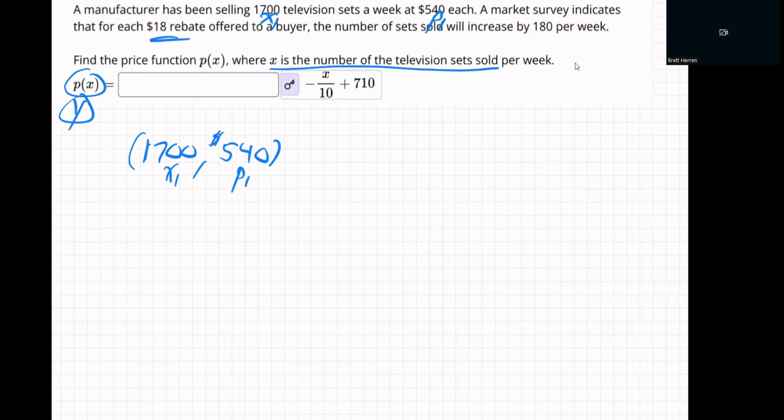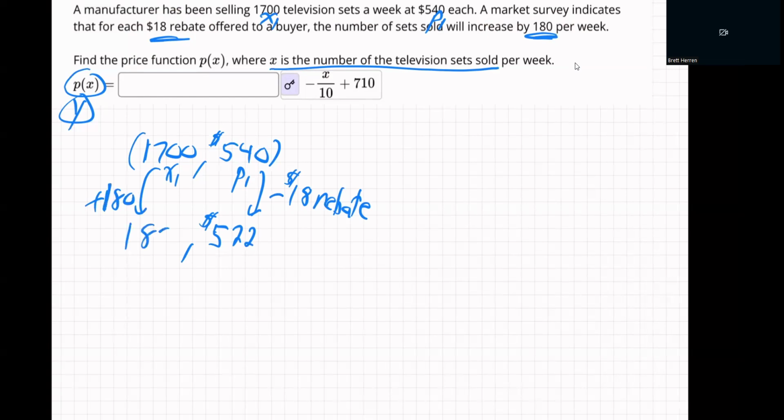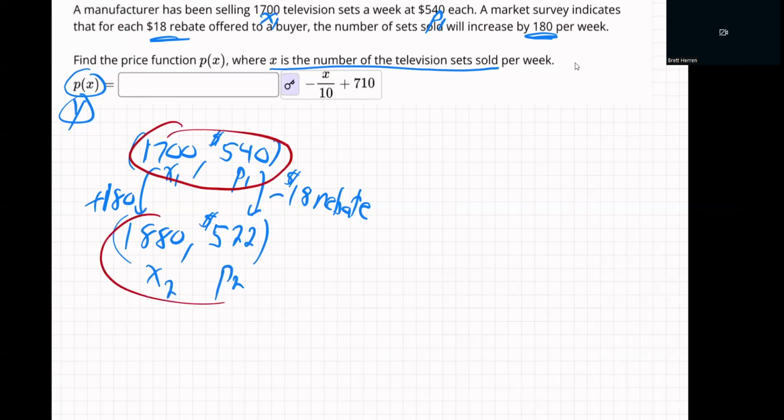And then if you give an $18 rebate, so if you subtract $18 from the price, that would be 522. You lower the price down to 522, right? With the $18 rebate, you'll sell how many more sets? 180 more sets. So it'll be up to 1,880. That's x2, p2. See how I came up with that? So I've got x1, p1, I've got x2, p2. Got a couple of points.